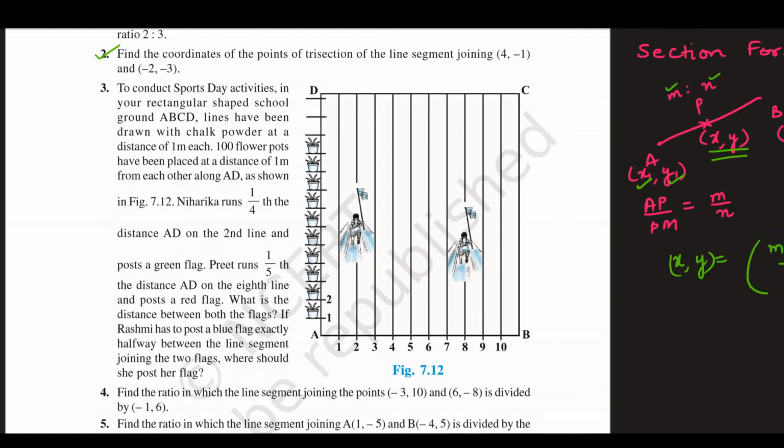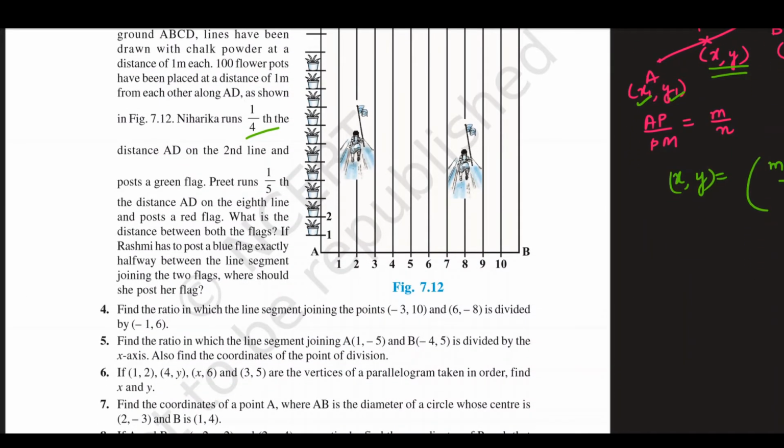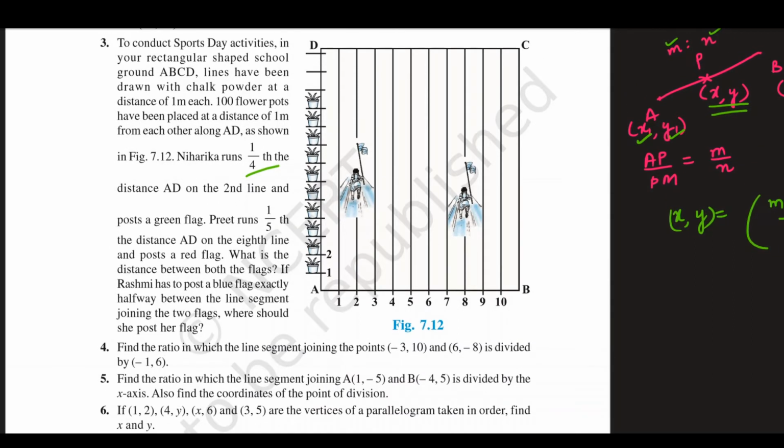lines have been drawn with chalk, 1 meter apart, 100 flower pots have been placed at 1 meter gap, and Niharika runs 1/4 of the total distance AD. On the second line, Preeti runs 1/5 of the distance AD. On the 8th line, what is the distance between both the flags? It is just a simple question.